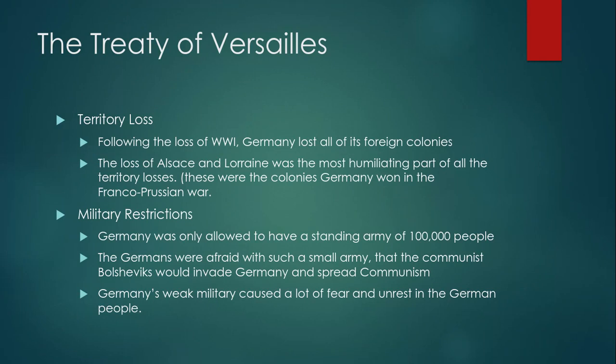Germany also had military restrictions. They're only allowed to have a standing army of 100,000 people. Naturally, the Germans were afraid that with such a small army, the communist Bolsheviks on their east would invade Germany and spread communism. So Germany's weak military caused a lot of fear and unrest in the German people.